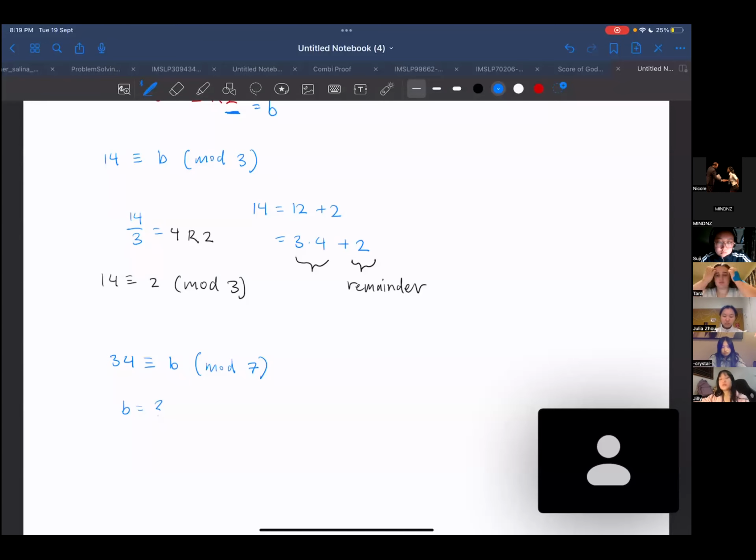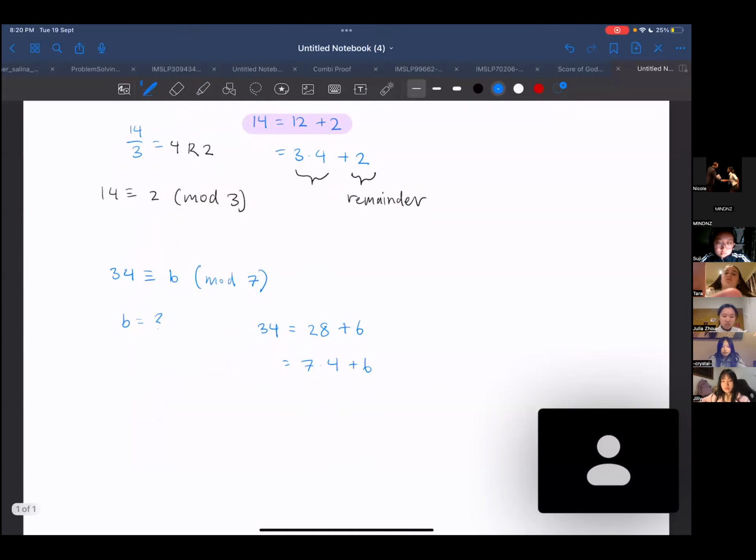So yeah, we just want to find like something that we can try to express it like we did previously with the 14 and do something like that. Like that's how we usually find the remainder when we divide, right? So then we would just go 34 equals to 28 plus 6, which equals to 7 times 4 plus 6. And then that's why we get 6, which is the remainder.